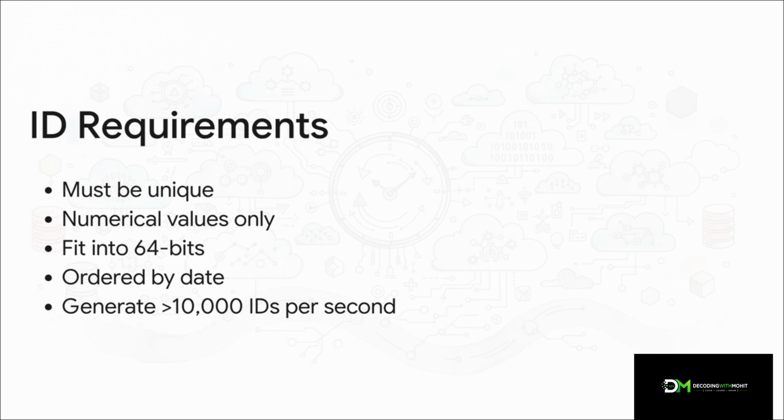Now, here's a tricky one. It has to be ordered by date. This is super important for being able to sort things chronologically. And finally, it's got to be fast. Like, really fast. Over 10,000 IDs per second fast.